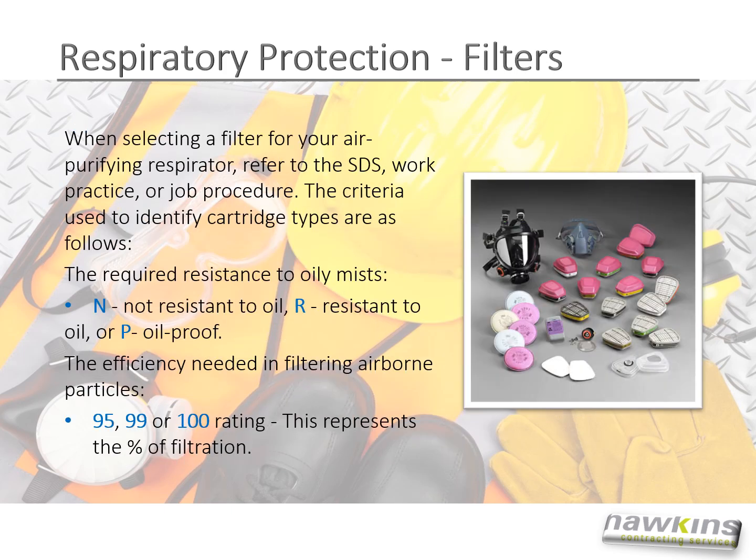When selecting a filter for your air purifying respirator, refer to the safety data sheet, work practice, or job procedure. The criteria used to identify cartridge types are as follows. The required resistance to oily mists will be rated as N for not resistant to oil, R for resistant to oil, or P for oil proof. And the efficiency needed in filtering airborne particles will be referred to as a 95, 99, or 100 rating, and these numbers represent a percentage of filtration.